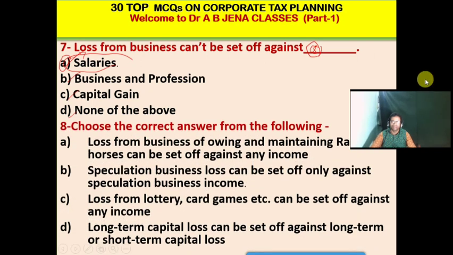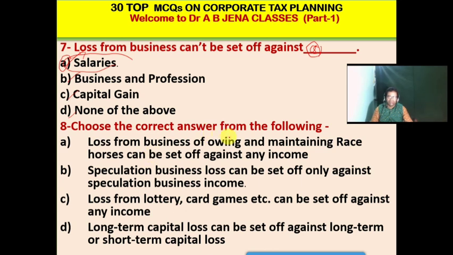So next MCQ. Choose the correct answer from the following. A. Loss from business of owning and maintaining race horses can be set off against any income. B. Speculation business loss can be set off only against the speculation business income. C. Loss from lottery, card games, etc. can be set off against any income. D. Long-term capital loss can be set off against long-term or short-term capital loss. Friends, the correct option is that speculation business loss can be set off only against the speculation business income. So the correct option is B.